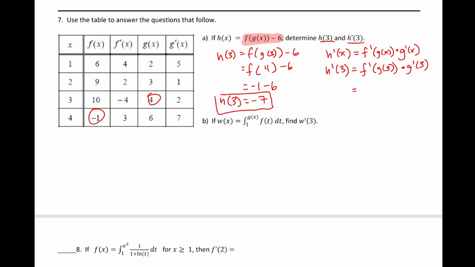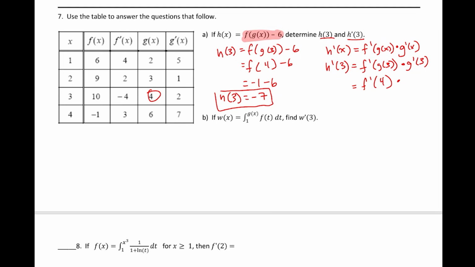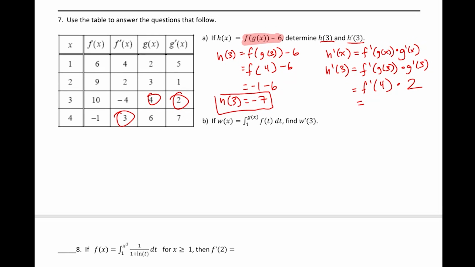Now, g of 3, we can see from the table is, actually, we already evaluated g of 3. Don't need to erase that because it's going to be 4. So this will be f prime of 4 times g prime of 3, right here is 2. So lastly, we need to find f prime of 4, which we can see right here is 3. We get 3 times 2, which is 6. So h prime of 3 equals 6.